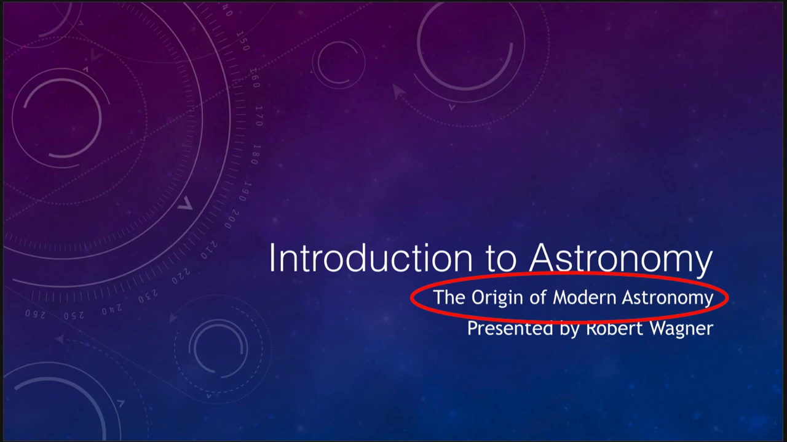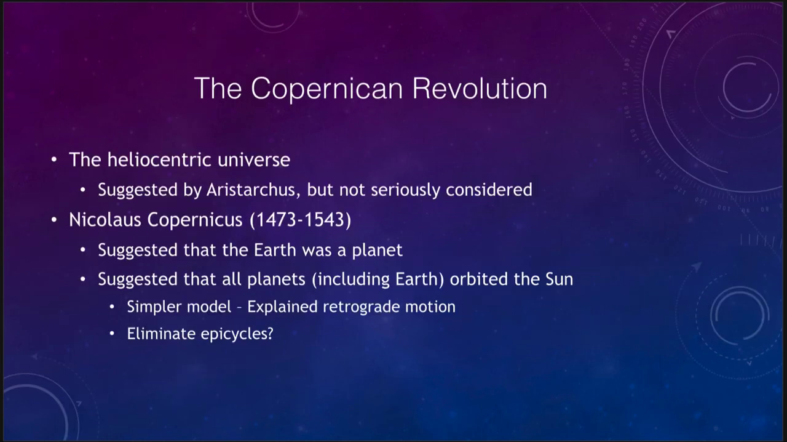Remember that the Greeks had a very specific view of the universe, that everything was centered on the Earth, and that everything moved in circles and at uniform speeds. We will now come to see how that has changed as we get into the Renaissance. So let's start off looking at what we call the Copernican Revolution.